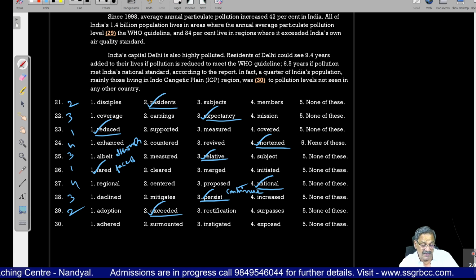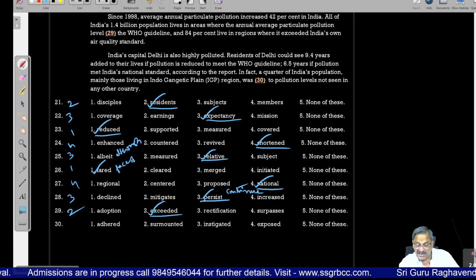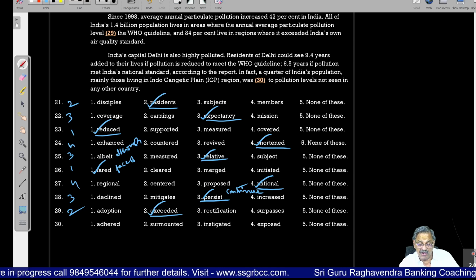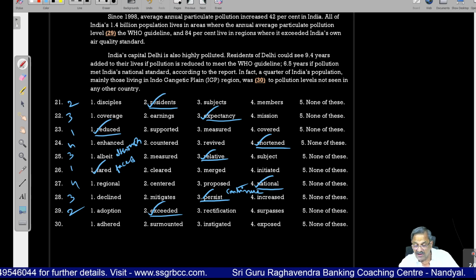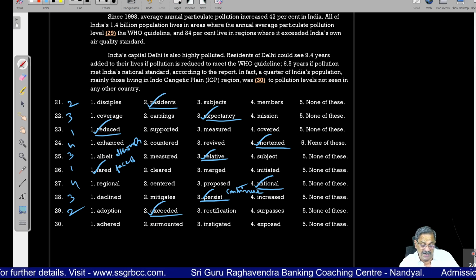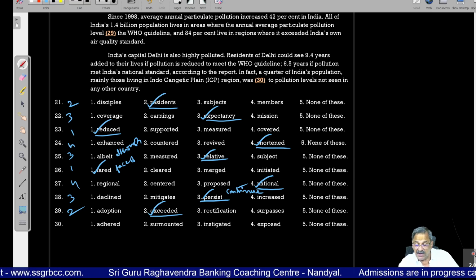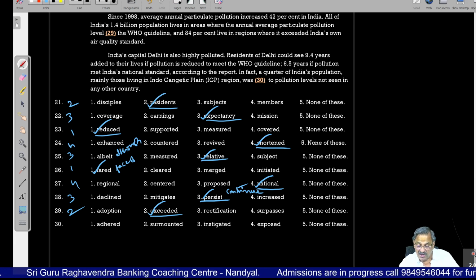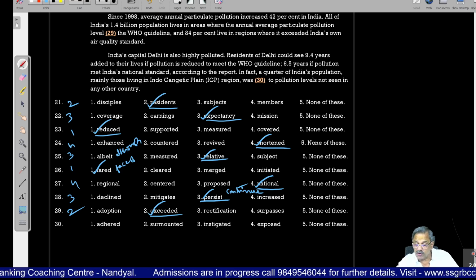Then, last paragraph. India's capital Delhi is also highly polluted. Residents of Delhi could see 9.4 years added to their lives if pollution is reduced to meet the World Health Organization guidelines, 6.5 years if pollution met India's national standard, according to the report. In fact, a quarter of India's population, mainly those living in the Indo-Gangetic Plain region, was exposed to pollution.